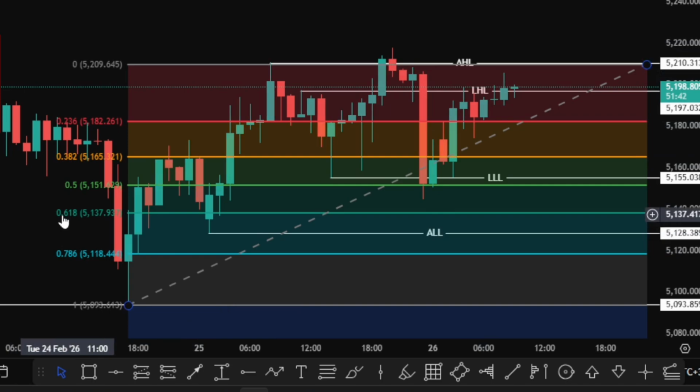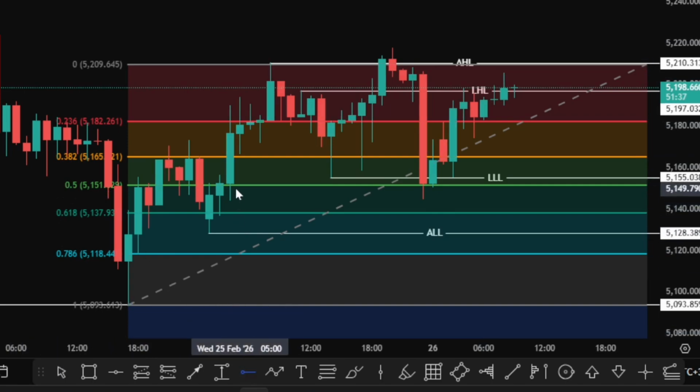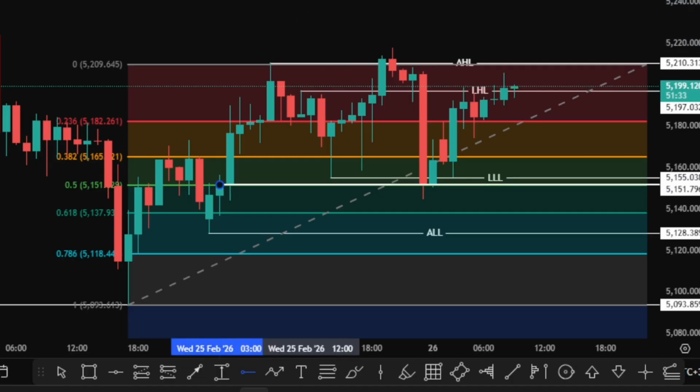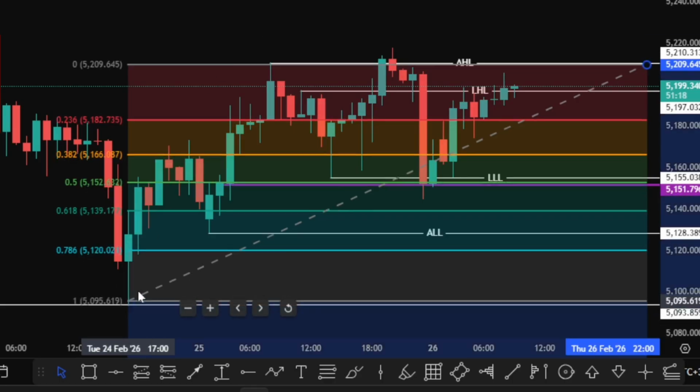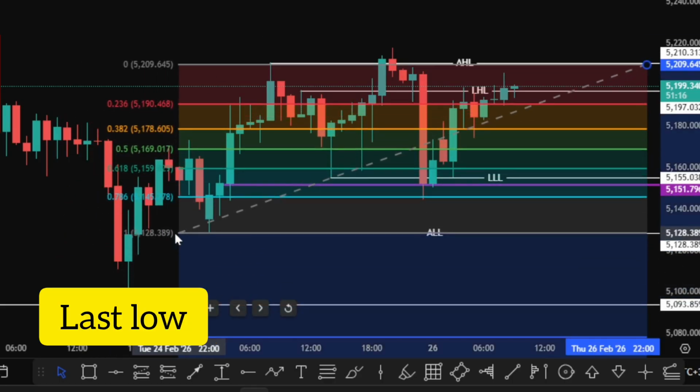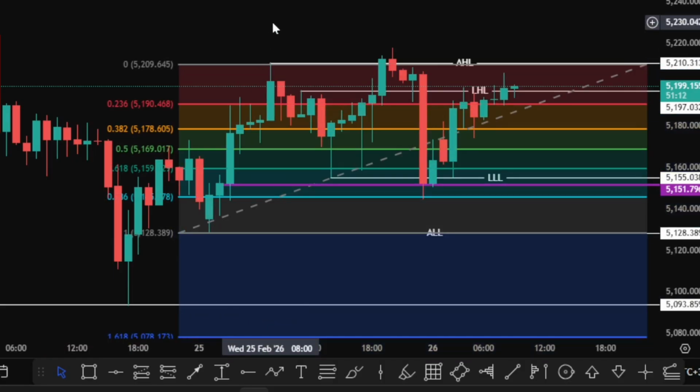So I mark the 0.5 here. I take a colorful line there. Then I extend my Fibonacci retracement to this last high. And if you want to get a sniper, check my previous video. I taught how to get sniper entries using this double Fibonacci retracement. You mark the 0.786, this one.